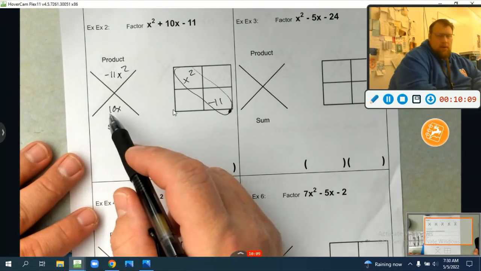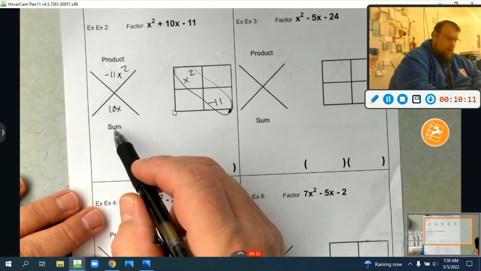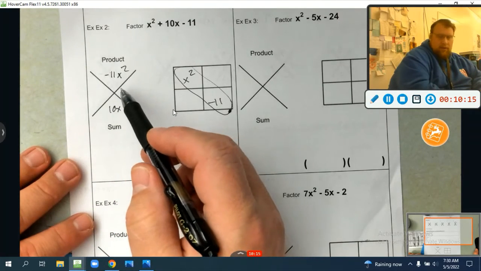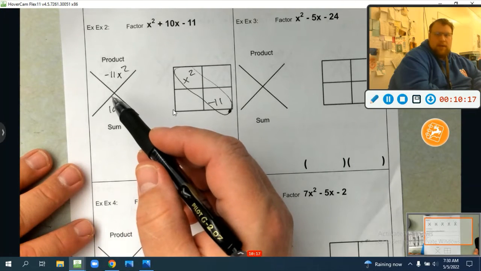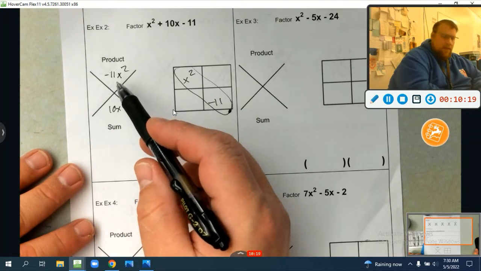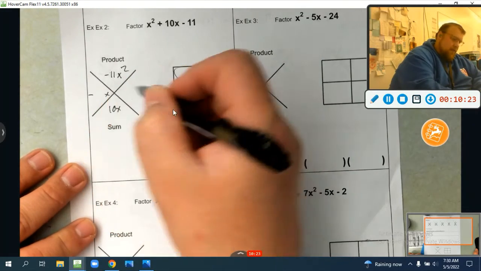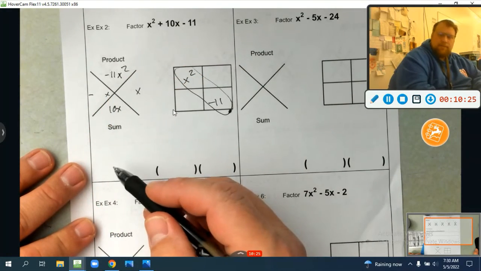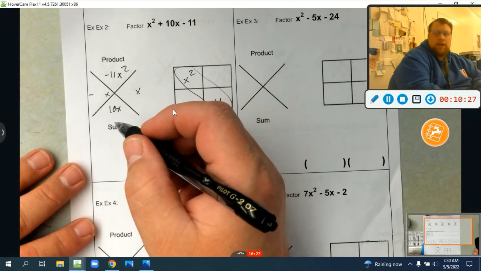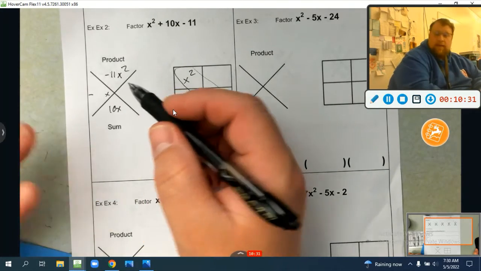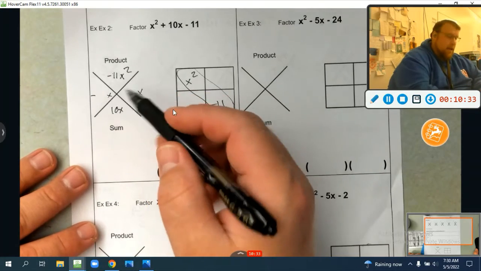Well, let's see. To get negative 11, I can really only do one thing. It's 1 times 11, and I need it to be negative, and I need a positive 10. So I know I'm going to have a negative and a positive, and I know I'm using the numbers 1 and 11, because 1 times 11 is 11. It's a prime number. It's the only way to get it.